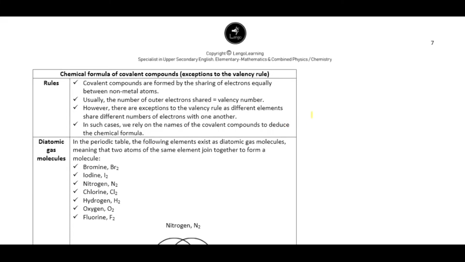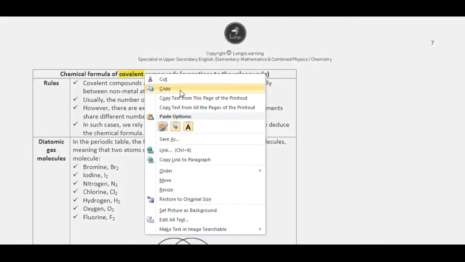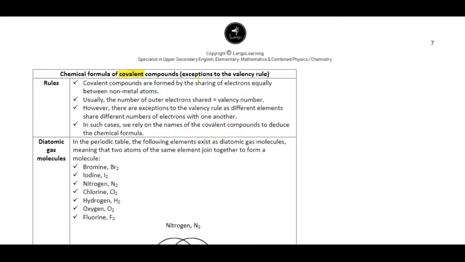Okay, so now I will just touch on the chemical formula of covalent compounds. Just now we went rather in depth into talking about the chemical formula for ionic compounds. So now we'll just talk briefly about covalent compounds, the chemical formula for covalent compounds. So just have to know that the rules above that apply to ionic compounds, the naming of ionic compounds, do not apply to the covalent compounds.